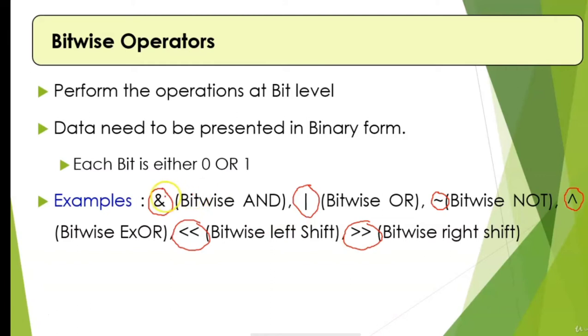Note that if we are using a single ampersand, then it is a bitwise operator, whereas a double ampersand is a logical AND. In a similar way, a single vertical bar is a bitwise OR, whereas two vertical bars is logical OR. You should understand that difference because many times students get confused between bitwise AND and logical AND.